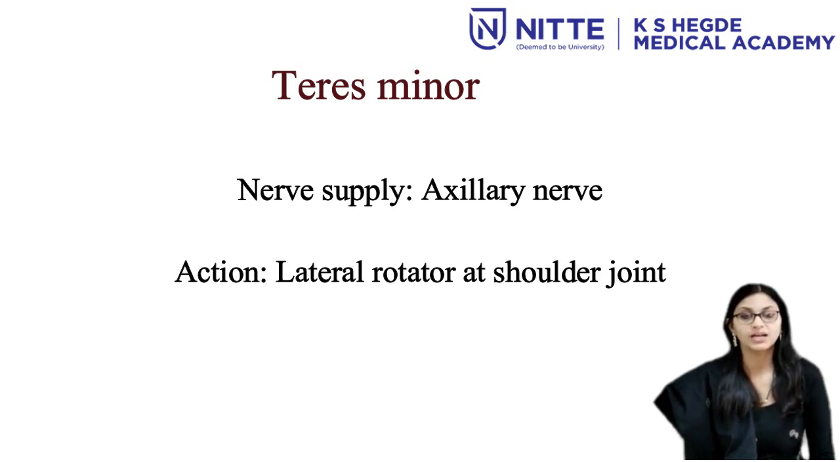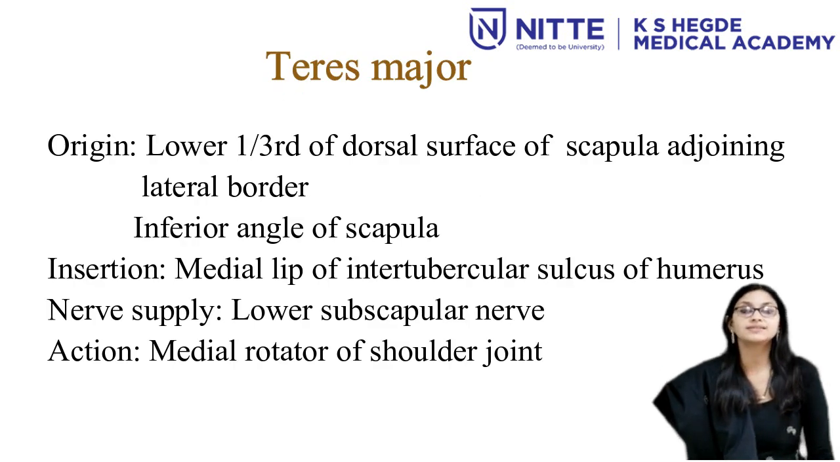About the teres major, it is a thick flattened muscle located along the lateral border of the scapula. It takes its origin from the lower 1/3 of the dorsal surface of the scapula and the adjoining lateral border, and also a few fibers from the inferior angle of the scapula. Insertion is to the medial lip of the intertubercular sulcus of the humerus. Nerve supply is by the lower subscapular nerve. It acts as a medial rotator of the shoulder joint.